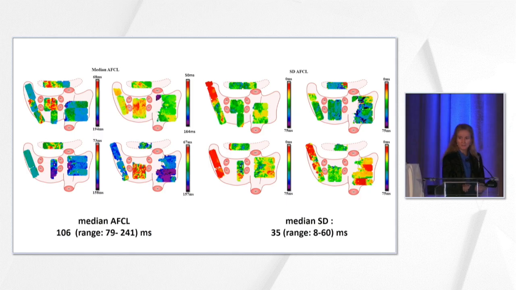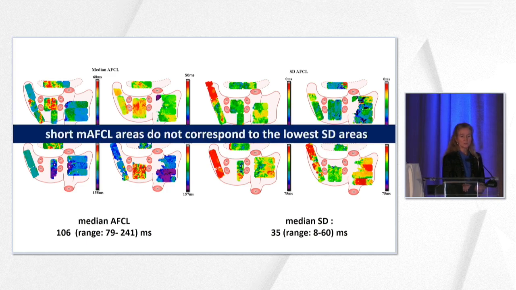So then we combined them, because we wanted to know if you have the shortest median atrial fibrillation cycle length, is that also the most regular atrial fibrillation cycle length? Well, these are the 4 examples, and they are the same patients, so each median cycle length corresponds to the standard deviation. And just by comparing the colors, so the red color should be the same in each picture, you can already see that there is a mismatch between the shortest atrial fibrillation cycle length and the most regular activated areas.